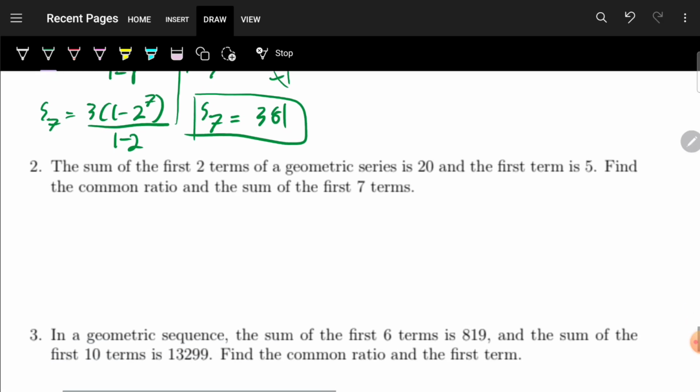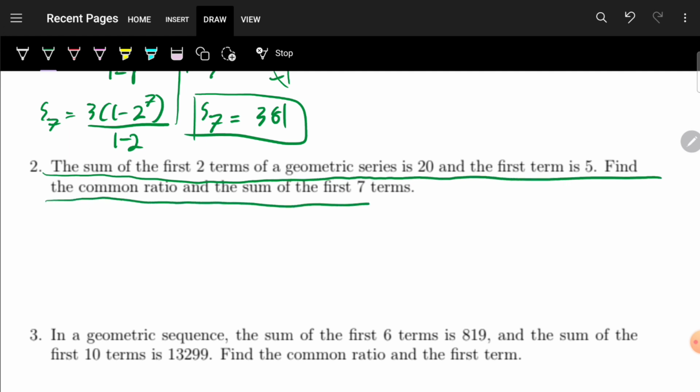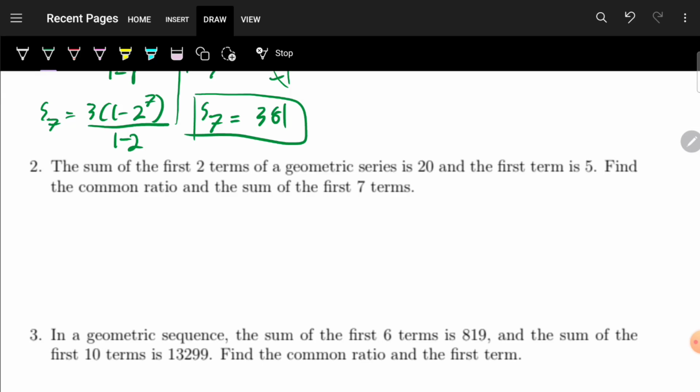Let's have a look at problem 2. It says the sum of the first 2 terms of a geometric series is 20, and the first term is 5. Find the common ratio and the sum of the first 7 terms. So the sum of the first 2 terms is 20, and the first one is 5. So we want the sum of the first 7 terms.